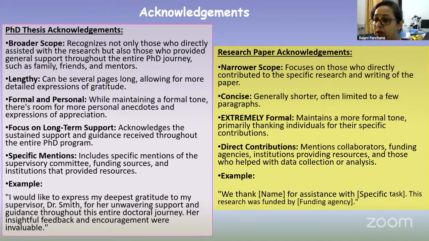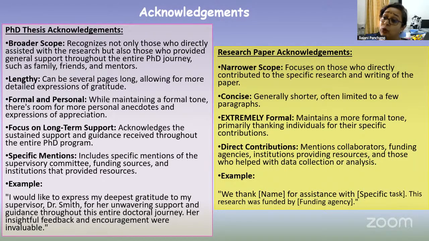A research paper is maybe 1/10 or 1/25 of your PhD thesis. It has to be extremely formal, extremely short. In one paragraph, in 3 or 4 lines, your research paper acknowledgement should be over.